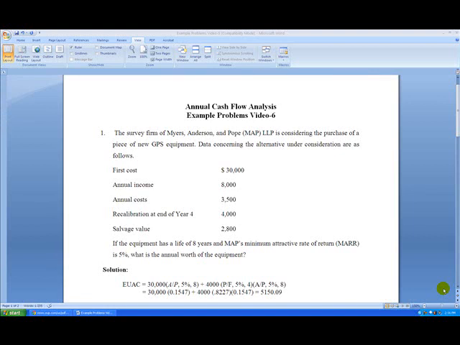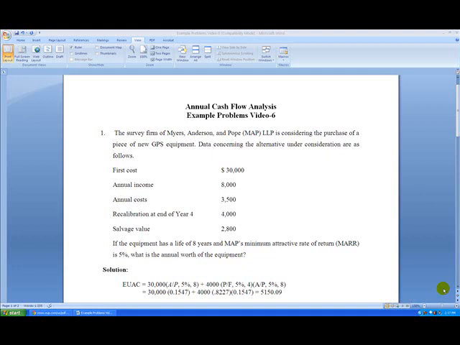Hi students, in this video we are going to discuss two problems on annual cash flow analysis. In the last lecture we discussed the present worth analysis. So basically what we did in the last lecture is, if we have given cash flows for different periods, we converted all of those cash flows into one single value, that was P, the present worth of future cash flows.